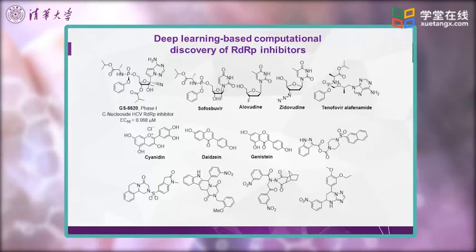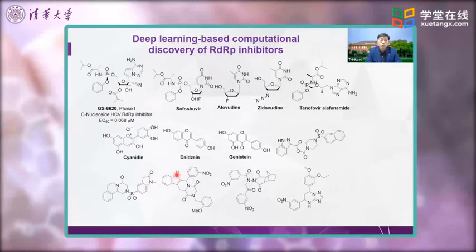Not surprisingly, due to the efficacy of nucleoside analogs as potent antivirals, people have started deep learning-based computational discovery to find other nucleotide analogs. On this slide, you can see quite a few nucleotide analogs. Because of time limitation, I will not go further with all of them. But I believe some of them should also be effective for potential treatment.